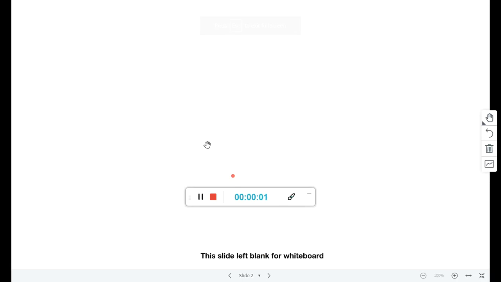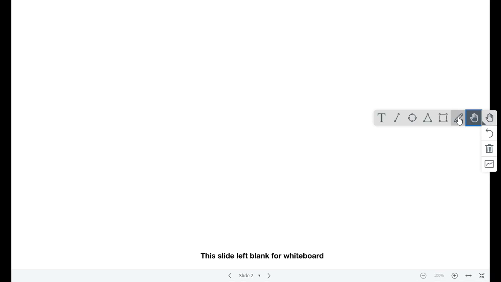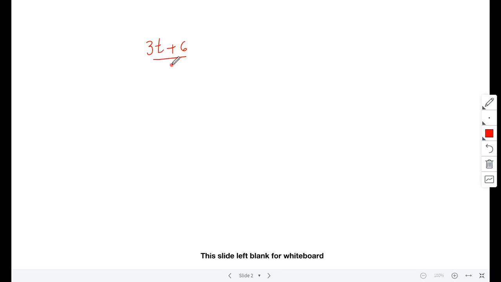Okay, so we have done a few small questions, like the general fraction questions, the simpler ones. I'm giving you one question to solve. You solve this one: 3t plus 6 divided by 3t. Simplify this one.